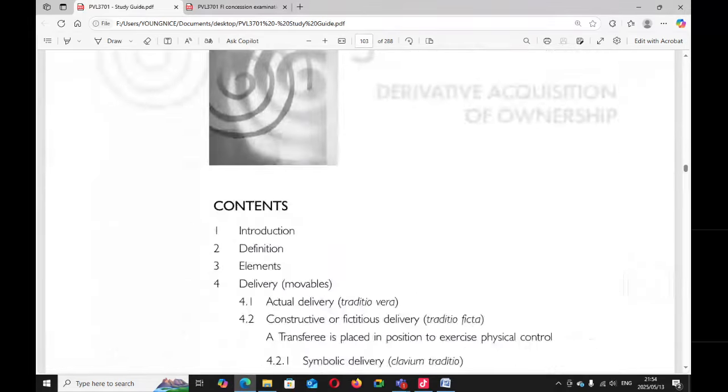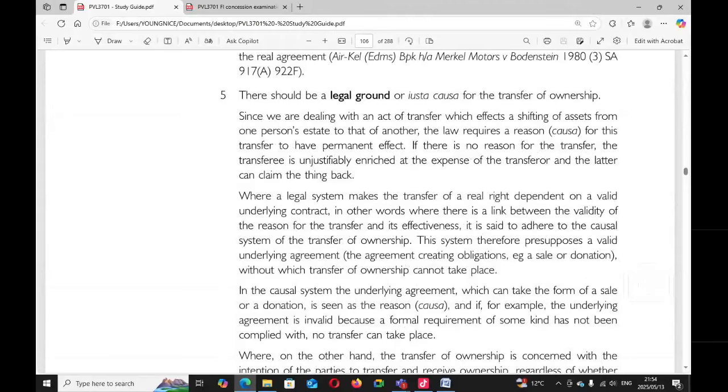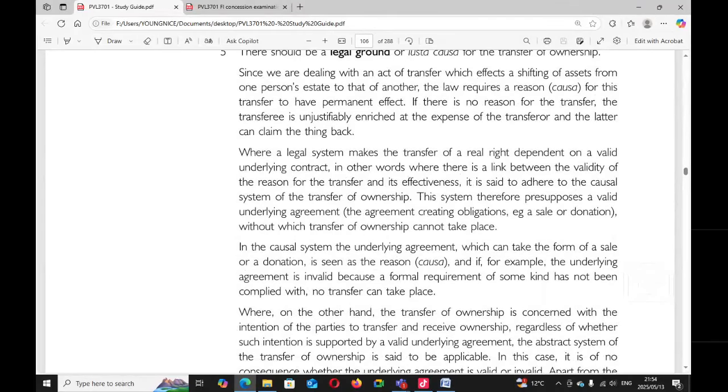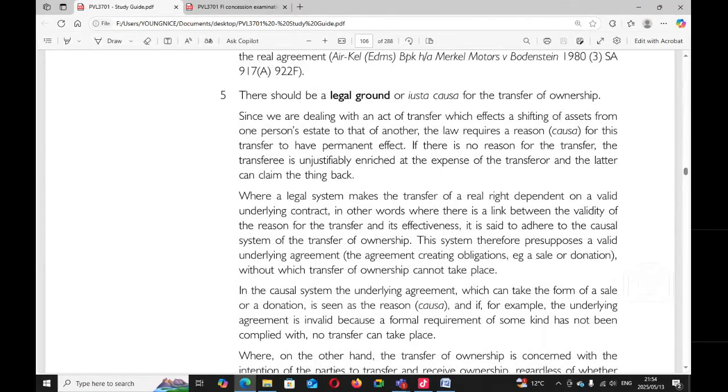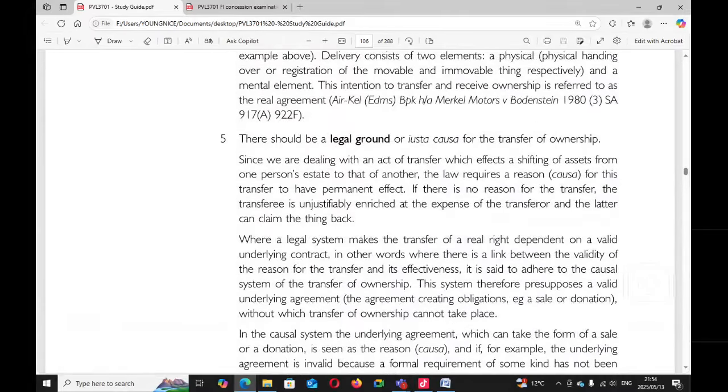I believe so, because I showed you. Yes, I told you about this underlying agreement, and I said that it's on page 98. Yes, the legal ground, where the legal system makes the transfer. It said that a person cannot lose ownership without consent.